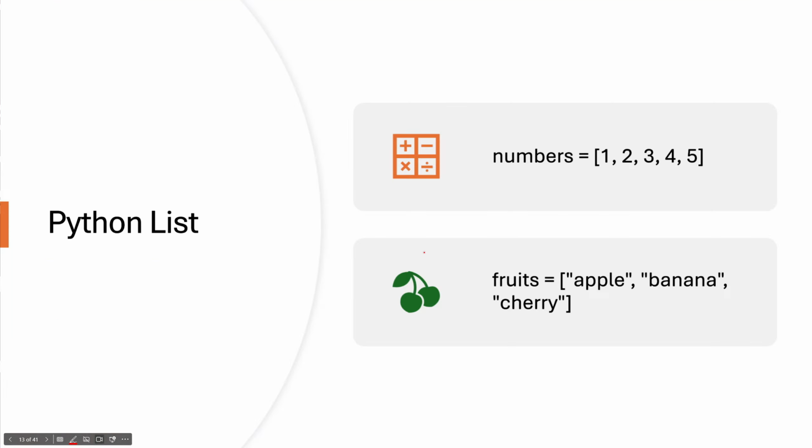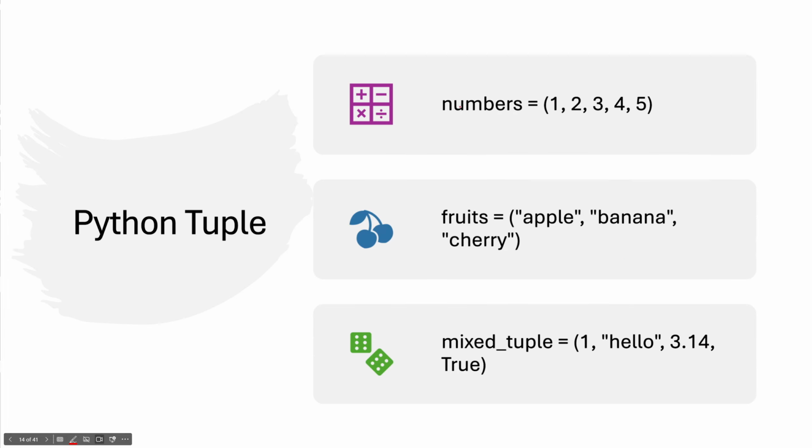For example, here's a Python list. You just say numbers equal and you put your square brackets and put your numbers inside. Fruits, you do exactly the same thing. A tuple, you can use exactly the same variable name, equal sign, but instead of using square brackets, we use the curved brackets. And again, we can store the data in exactly the same way.